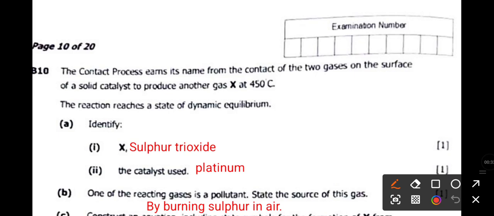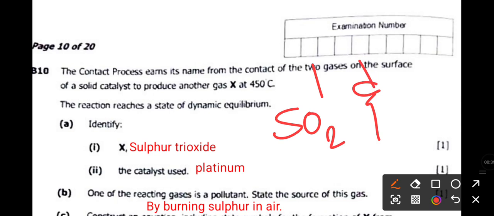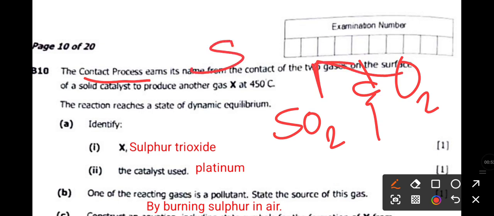Okay. So here, we should know that the two gases that the question mentions are sulfur dioxide as well as oxygen gas. So these are the gases that are used in the contact process, and these two gases react together to form sulfur trioxide, and it is this X here. So the X is sulfur trioxide.